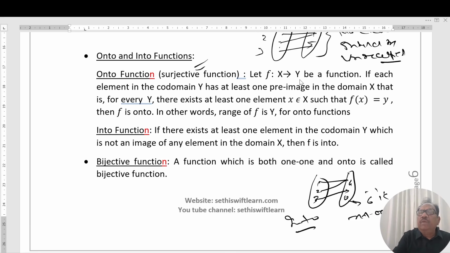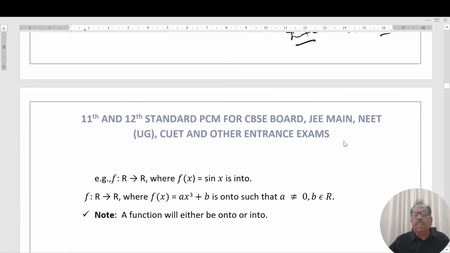Again repeating, surjective: let f from X to Y be a function. If each element in the codomain Y has at least one pre-image in the domain X, it is onto. In this case, 6 has no pre-image, therefore this is into. Is this clear? A bijective function is one which is both one-one and onto. That is called a bijective function.